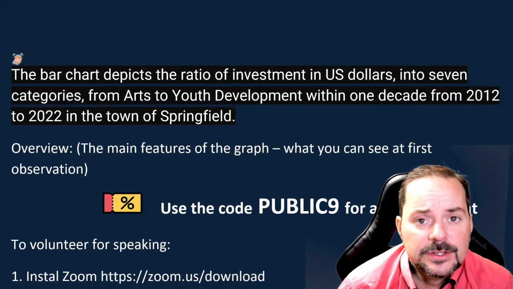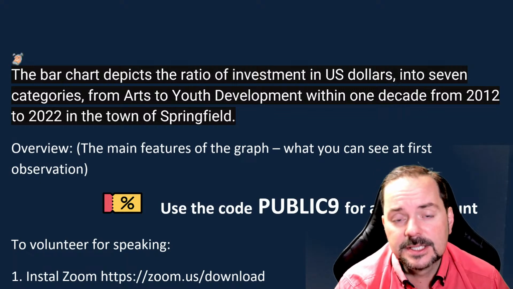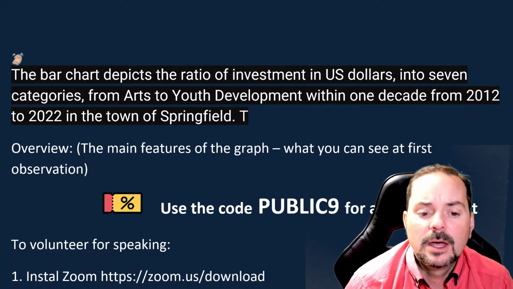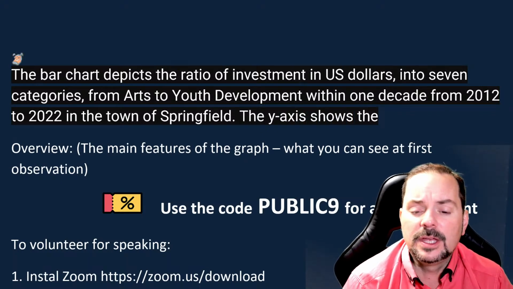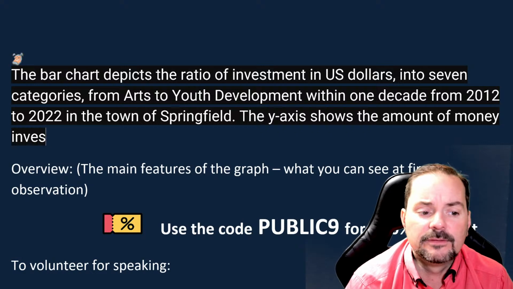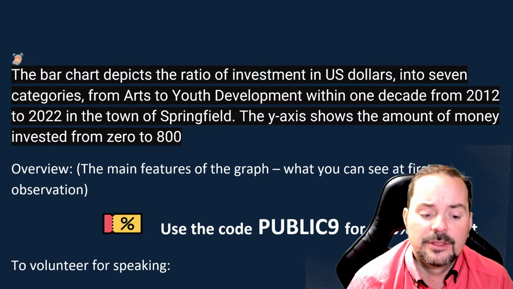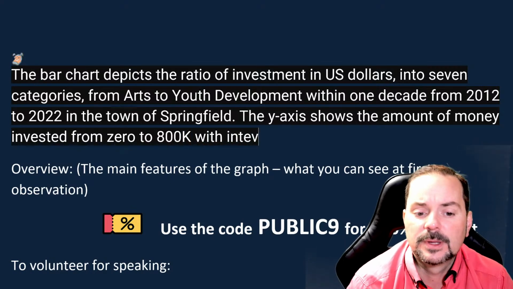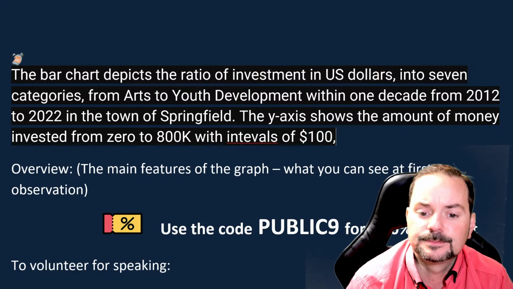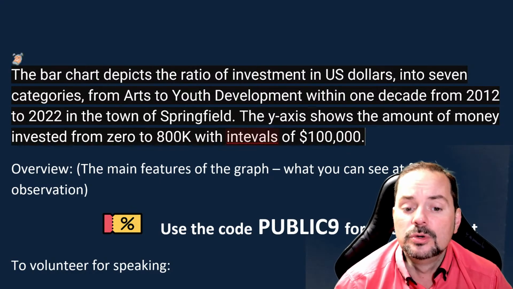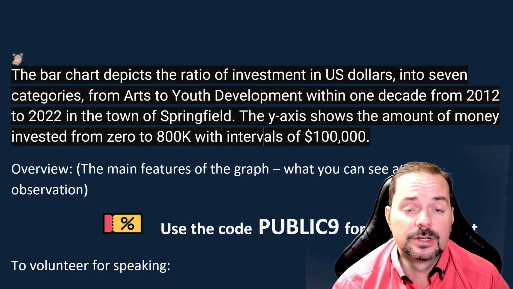And to give more detail here, if I want it to be really clear, I would even say here that because it's a simpler graph, I would say the y-axis shows the amount of money invested from 0 to $800,000 with intervals of $100,000. Okay, and I would just use, of course, the symbol for dollars here. Okay, and now you have a very clear introduction of this simpler graph.